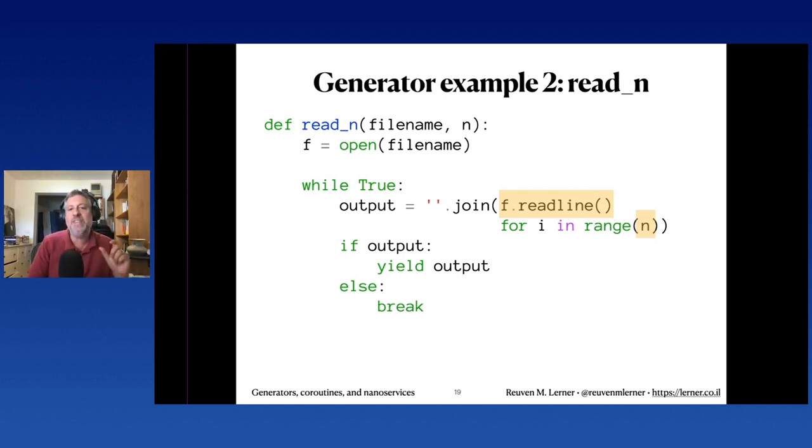And then I'm going to read that many lines, join those together into a string, and put them in output. And then I'm going to say if output, meaning if I have a non-empty string, I'm going to yield that output. So if we have something in the string, yield it. If not, then we're going to break. What happens when we break out of our while loop? The function ends. What happens when the function ends? It raises StopIteration. So this is a great way for us to get n lines back. We're going to get a string, another string, another string, each of them being n lines long, except for the final one, which could be a little shorter.